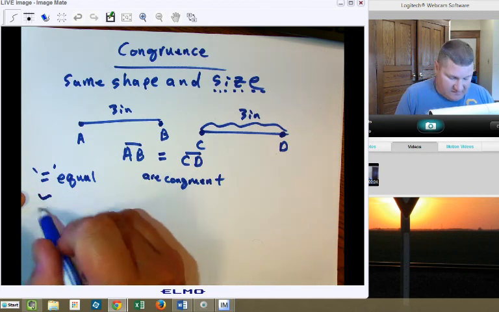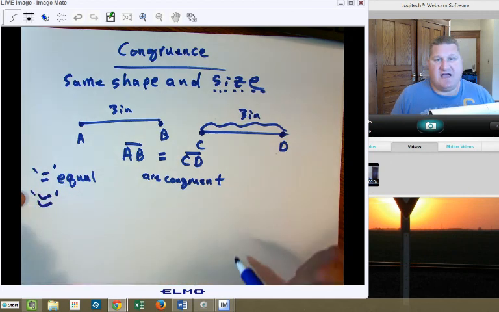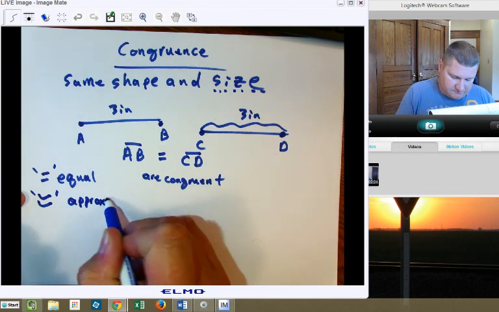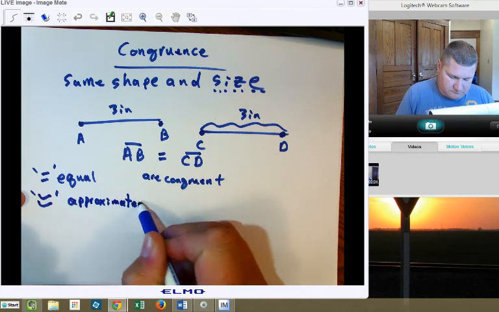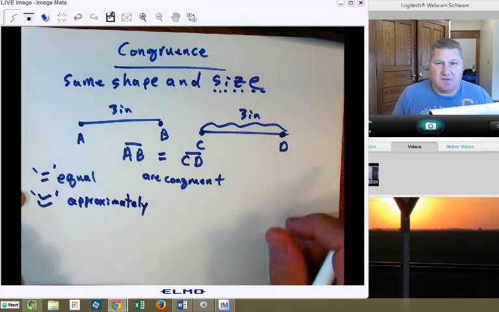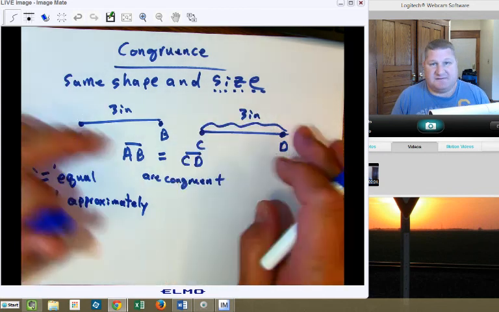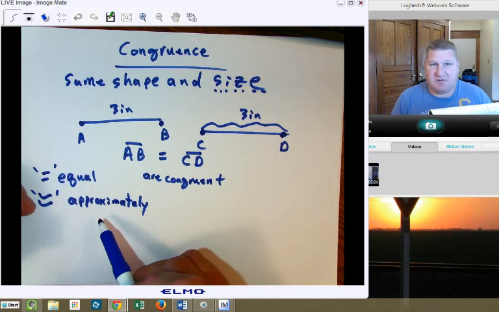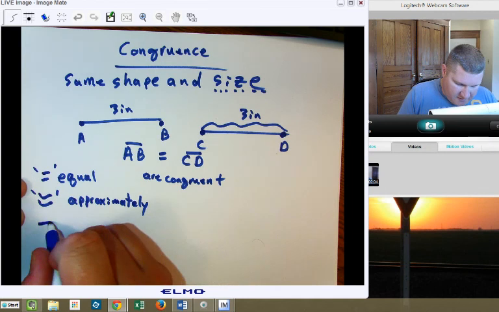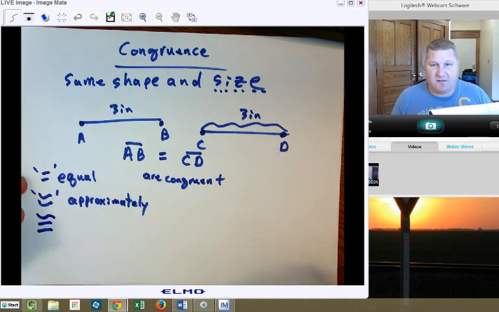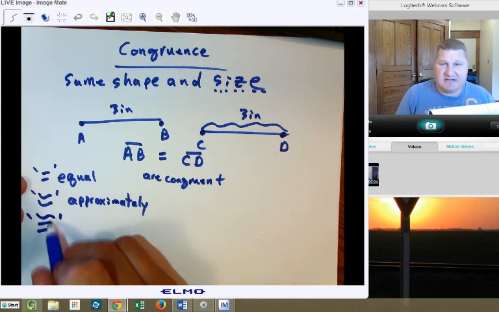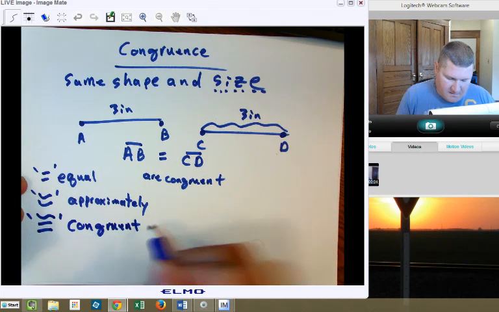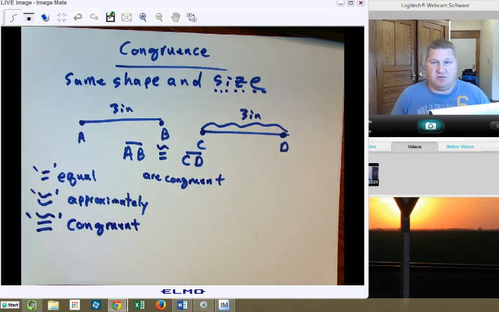Now, some of you have seen this symbol. What does that symbol mean? It means approximately. Well, these are not approximately the same length. They are the same length. So what we're going to do is take these two, equal and approximately, and put them together and come up with this symbol that has the equal sign, but then has the squiggle on top of it, and it means congruent. So in this case, those two are indeed congruent.